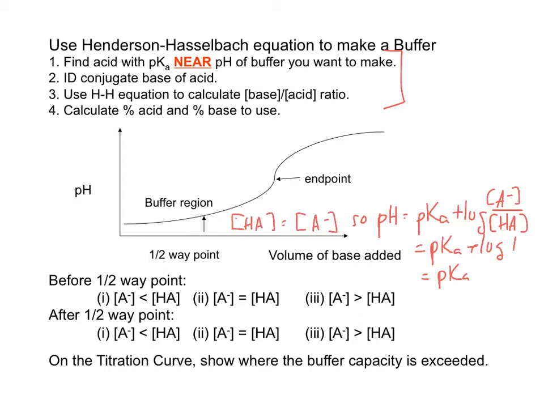So stop the video and let's figure out what happens before the halfway point and after the halfway point. So before the halfway point, there's more acid and less conjugate base. After the halfway point, there's more conjugate base and less acid. So when an acid or base is added to a buffer, note that the pH doesn't change very much. However, if too much acid or base is added, eventually the buffer capacity is exceeded and the pH changes a lot.